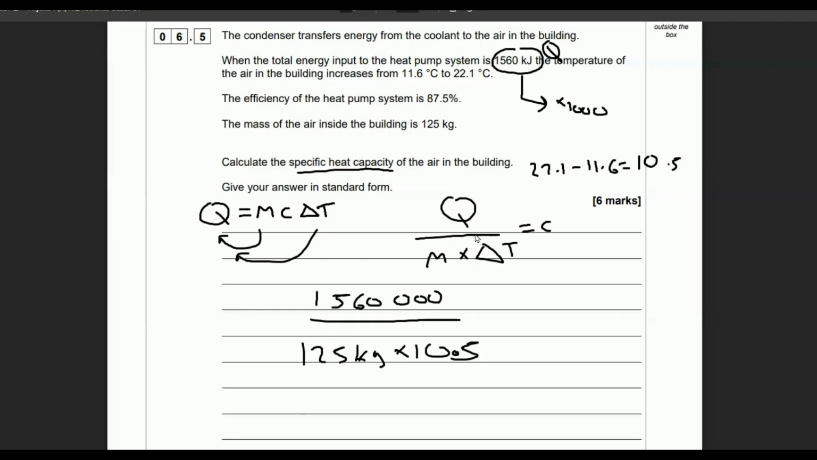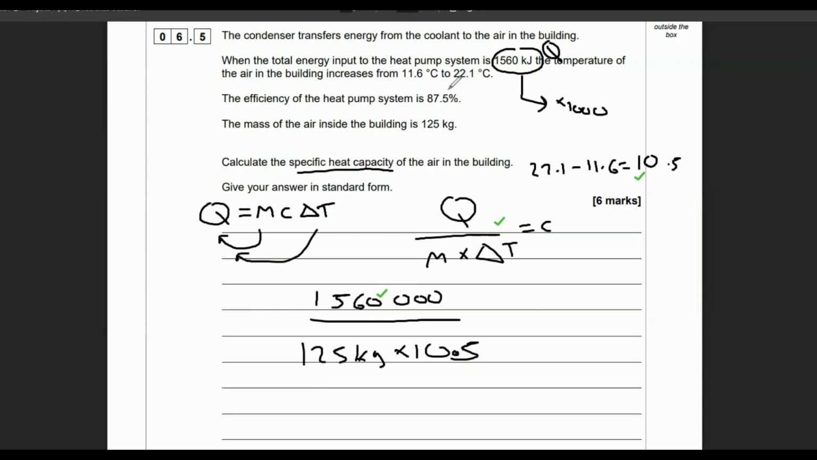We definitely get 1 mark for the rearrangement. We definitely get 1 for timesing that by 1,000. That's 2 marks. We've worked out the temperature change, which is definitely another. That's 3 marks. This is definitely not going to be the specific heat capacity because we won't get 6 marks. I missed this, didn't I?